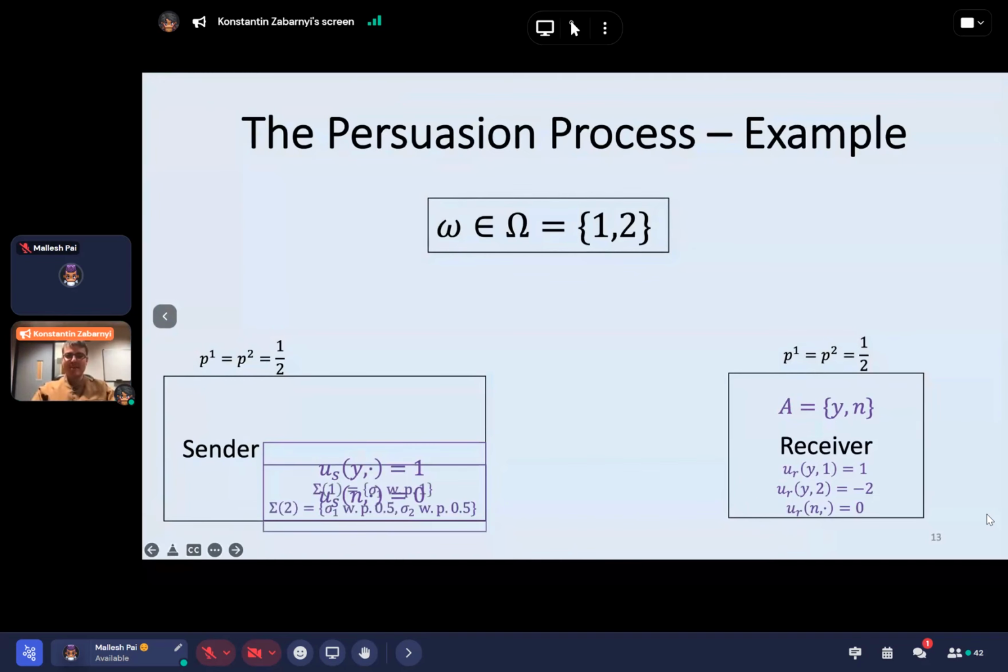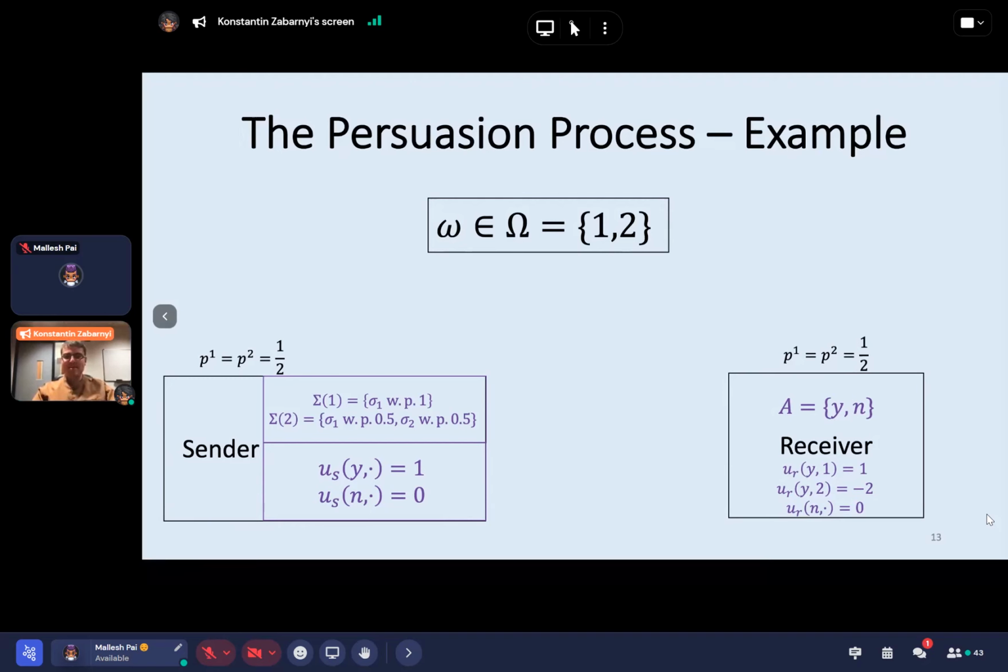So let's demonstrate the full process. First of all, the sender must commit to a signaling scheme. Suppose that she chooses the following signaling scheme. This is just one example. Suppose that she commits that when the state is 1, she would send a signal denoted by sigma 1 with probability 1. And when the state is 2, she would flip a fair coin, and according to the realization, she would choose between signal sigma 1 and another signal sigma 2.